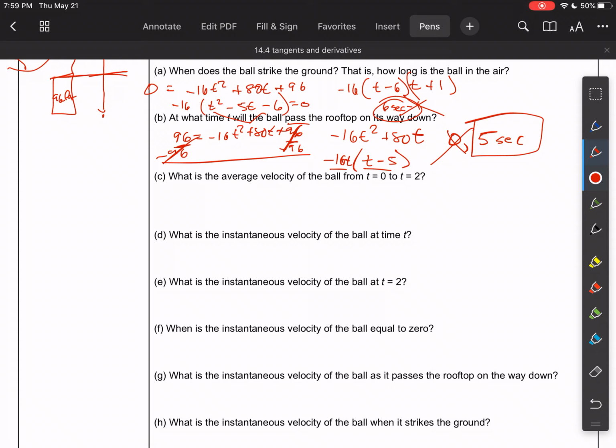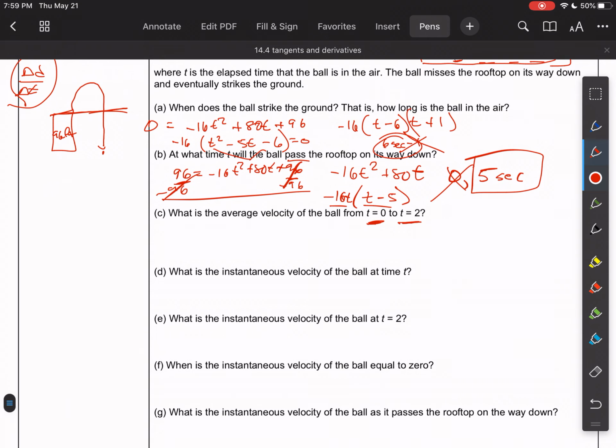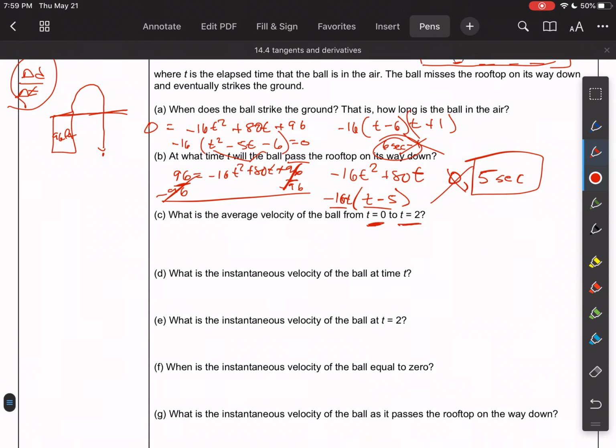Okay, what they want to know here is at 0, we can set this whole thing to the original. So if I plug a 0 in for t and plug a 2 in for t, I can figure out what happens at those two time frames. So I'm just going to do that. If I take negative 16t squared plus 80t plus 96, okay, and then I evaluate that at 2.